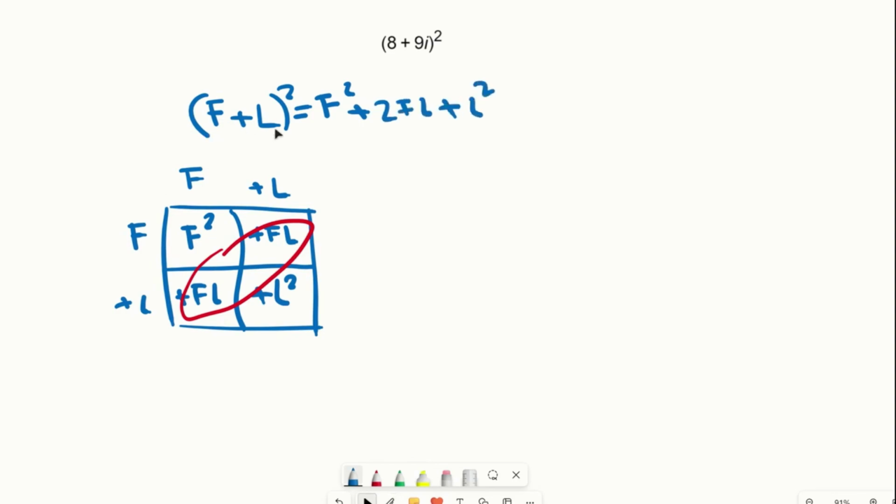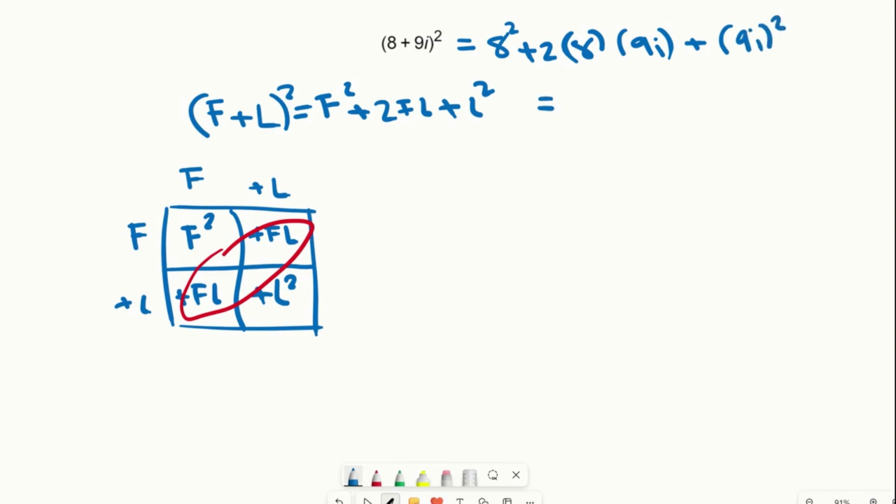So f first, l last, right? So you can square a binomial, a polynomial that has two terms is called a binomial, by squaring the first term, adding 2 times the first times the last, and adding the last squared. So if we applied this rule, we could have gotten this quickly. We would have had the first one squared, which is 8 squared, plus 2 times the first one, which is 8, times the second one, which is 9i, plus the second one squared, so quantity 9i squared.